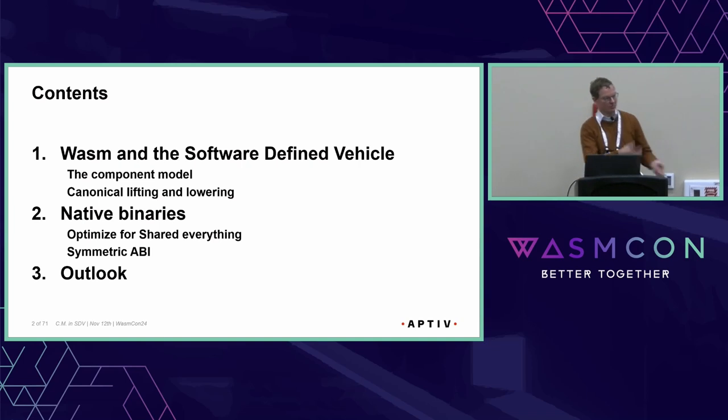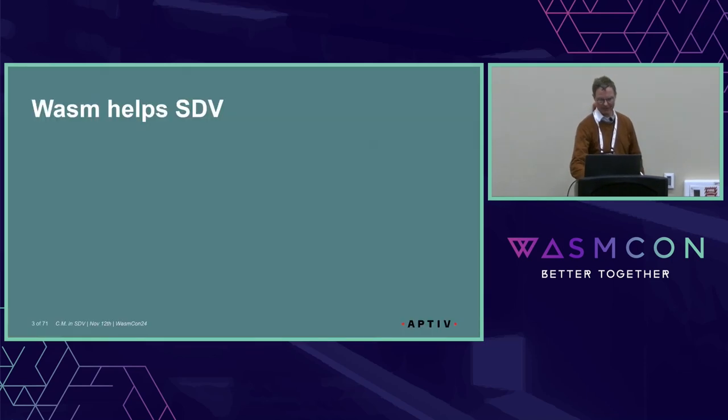Then I will just switch thematically to something non-WebAssembly, which is native binaries. And I will tell you how we can optimize the lifting and lowering towards a shared everything setup, which is exactly what native binaries enable. And this is a thing I would call symmetric ABI. And then I will give a quick outlook about topics which I will not cover within this talk.